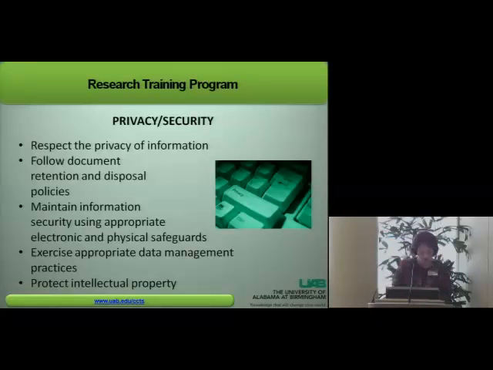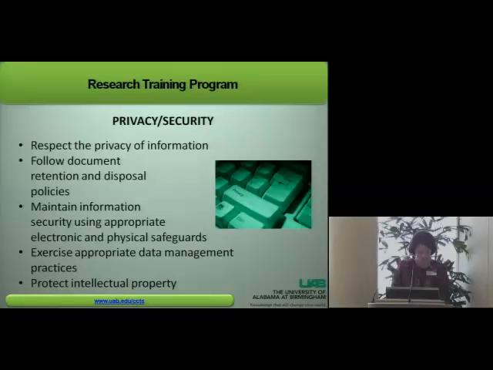Follow document retention and disposal policies. Generally, organizations have schedules that set forth periods for retention and acceptable means of destruction after those periods are concluded. This also means maintaining information security using appropriate electronic and physical safeguards. So much of our data is collected and maintained electronically now that IDs and passwords are our most critical security measures, which is why they should be strong and never shared.